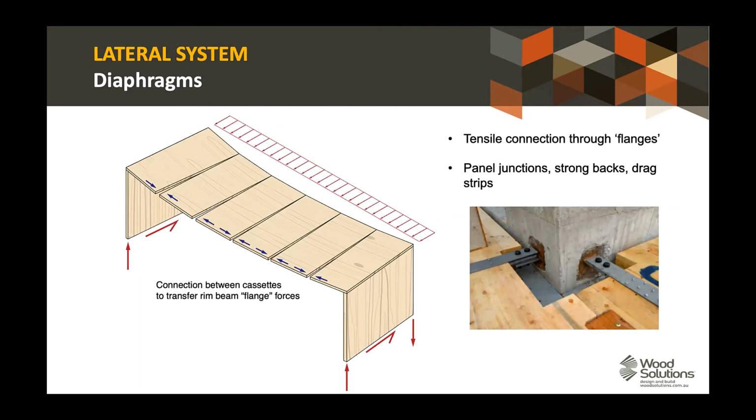Imagine if you were trying to achieve a diaphragm with a series of floor cassettes. They in themselves are very stiff, but once it's loaded as a deep beam, you really need to make sure you have sufficient connection between adjacent panels to make sure they don't open up like that. On the right, you've got an image of a drag strap or collector, where you're getting the diaphragm forces back into a core.